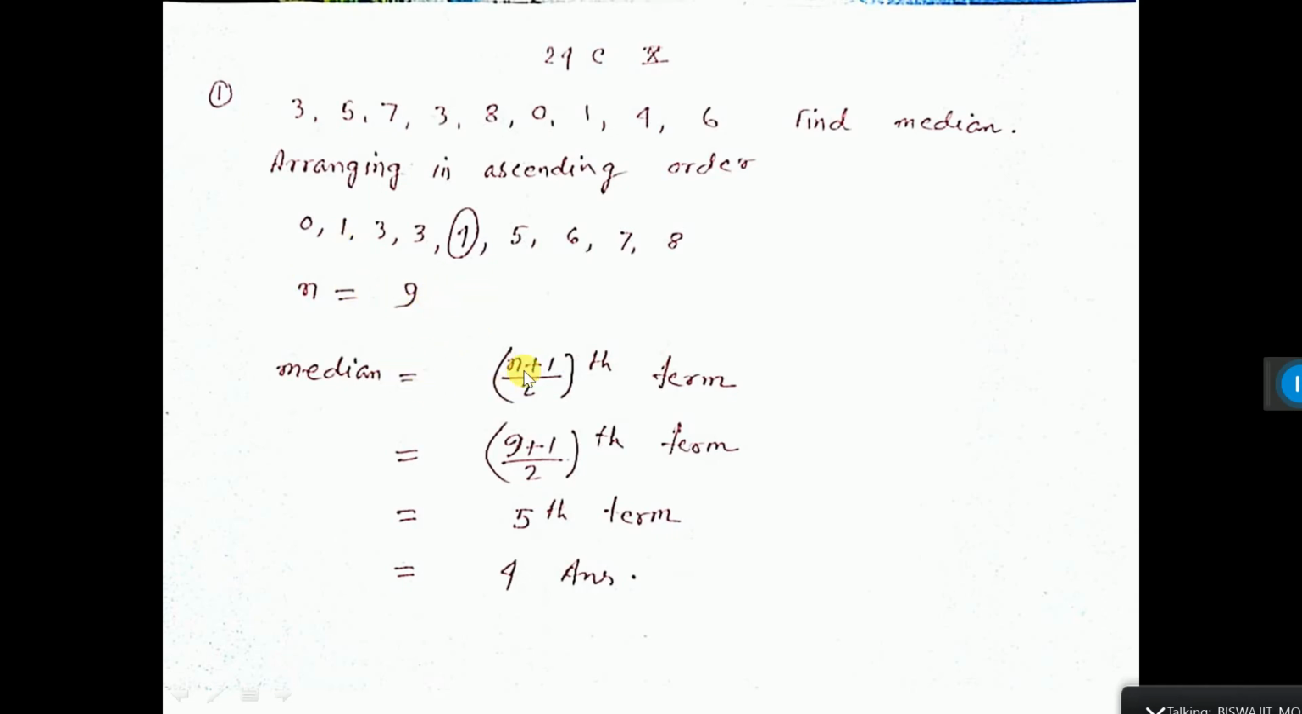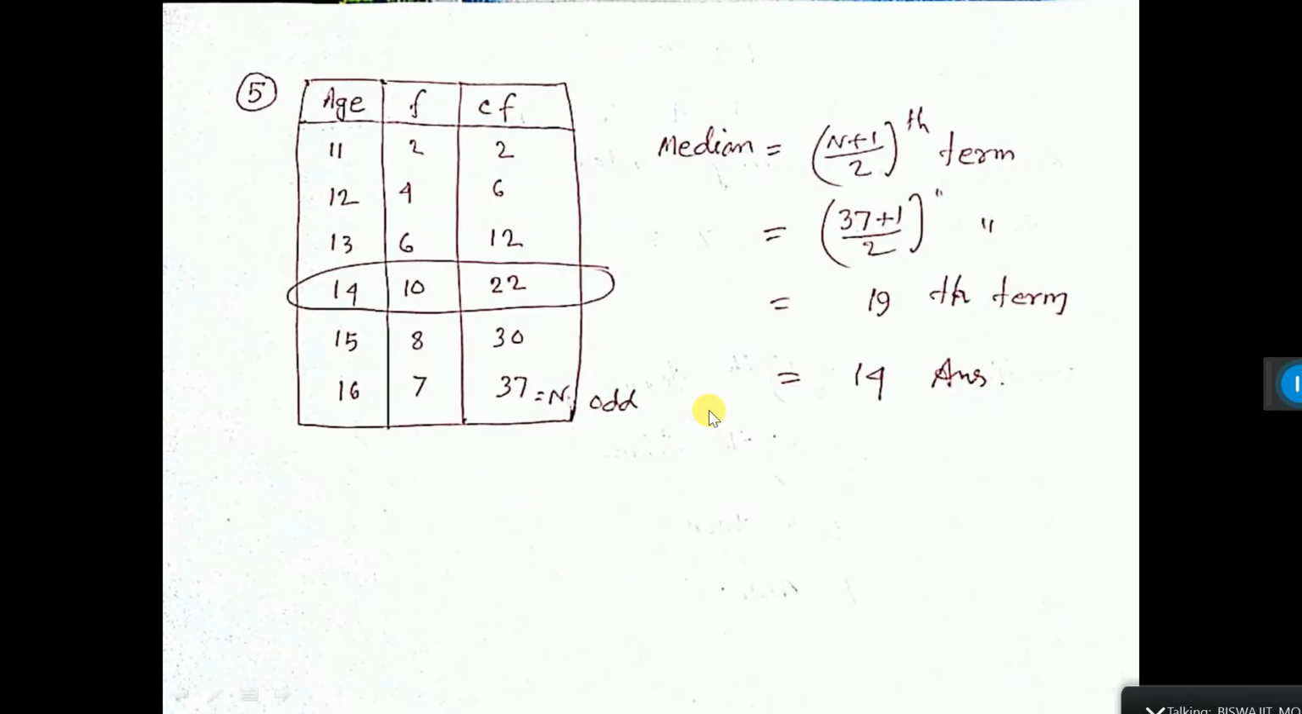Then the median formula will be the (n plus 1) by 2th term. For odd, we have to use this formula. The value of n is 9. Put 9 plus 1 by 2th term, that is the 5th term. Then you count from the beginning: 1, 2, 3, 4, 5. So this is the median. Fifth term is this. 4 is the median. So that is done.